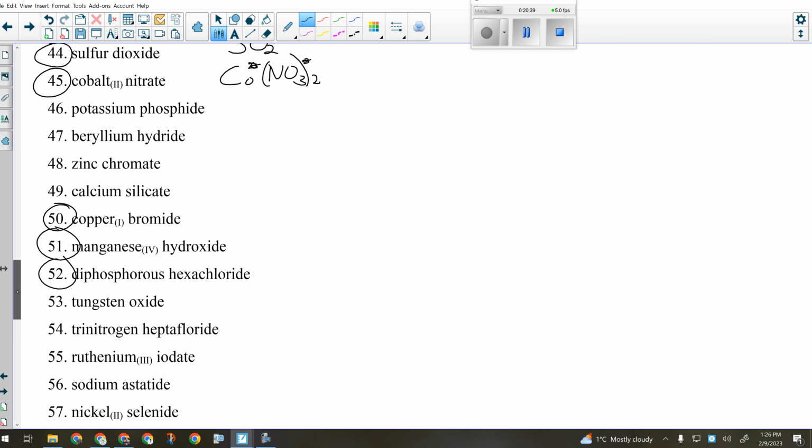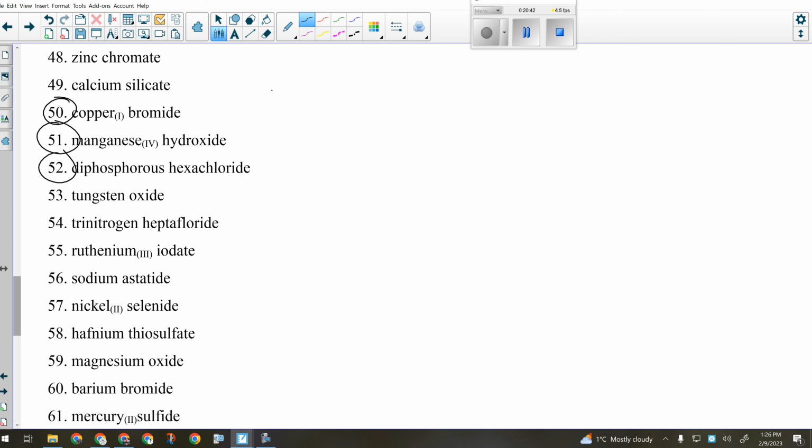Okay, for number 50, we got copper 1 bromide, so Cu with the +1, Br with the -1, so that one's fine the way it's written. Okay, manganese 4 hydroxide, so that's Mn with a +4 charge, bonded to hydroxide, which is a -1, so when we drop and swap, we should get Mn(OH)4. Okay, and then lastly, we got diphosphorus hexachloride, so molecular compound, and that is going to be P2, hexa is 6, so Cl6. Do I reduce that one?